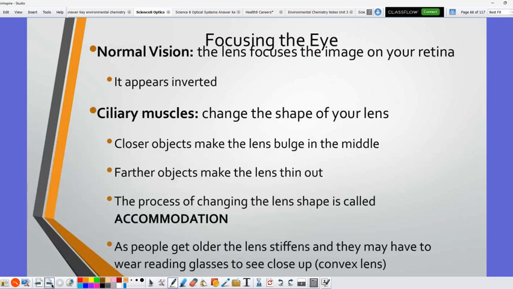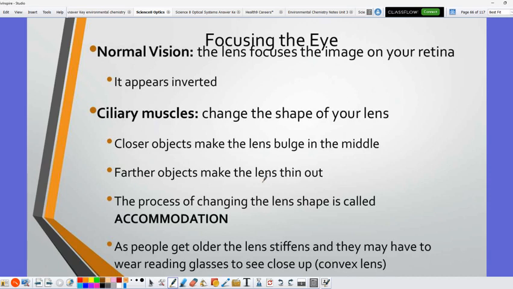Okay, and so in normal vision, the lens focuses the image on your retina and it appears inverted. Your brain flips it around for you. The ciliary muscles change the shape of your lens. Closer objects make the lens bulge in the middle. Farther objects make the lens thin out. The process of changing the lens shape is called accommodation.